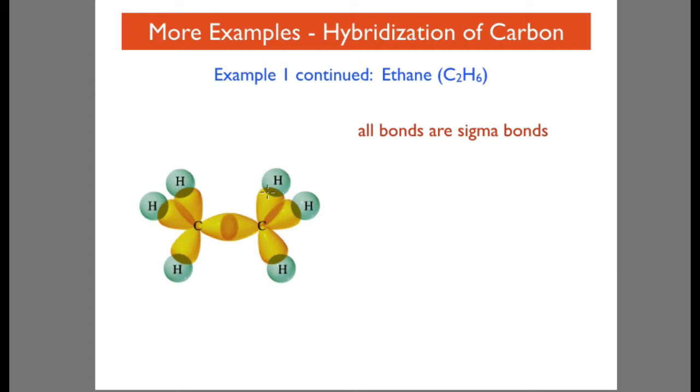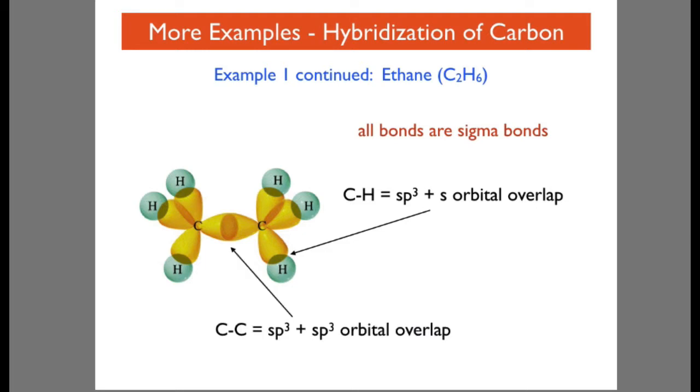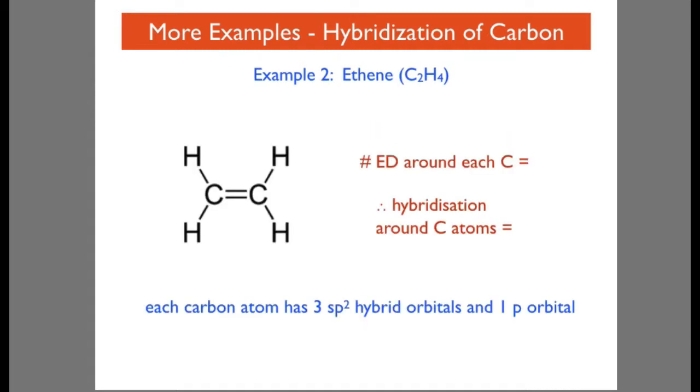You can see this s orbital from the hydrogen bonding with the sp3 of the carbon, and there's overlap there. For the carbon-hydrogen bond, the sp3 and s orbitals overlap, and the arrow is pointing quite clearly to the section of overlap. The carbon-carbon bond has sp3 and sp3 orbital overlap, so both of these are sigma bonds.